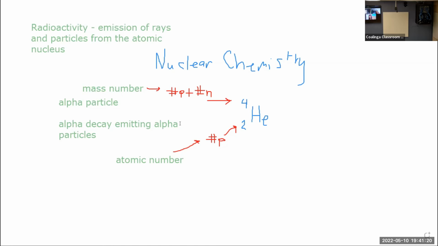So now what's happening in the case of alpha decay is that we're basically releasing that helium isotope from an atom. So we're kind of removing it. Okay, so let me show you an example. Then we'll talk about beta.